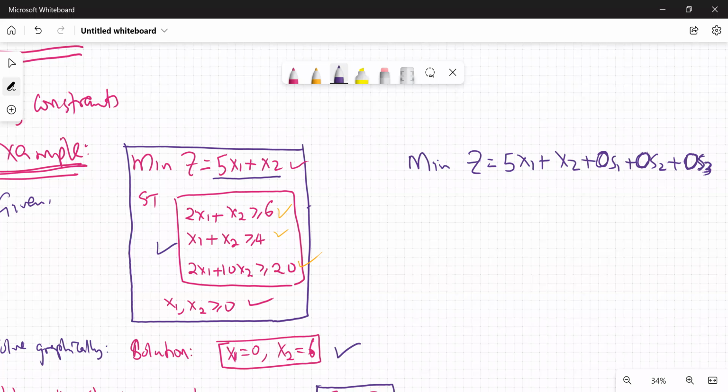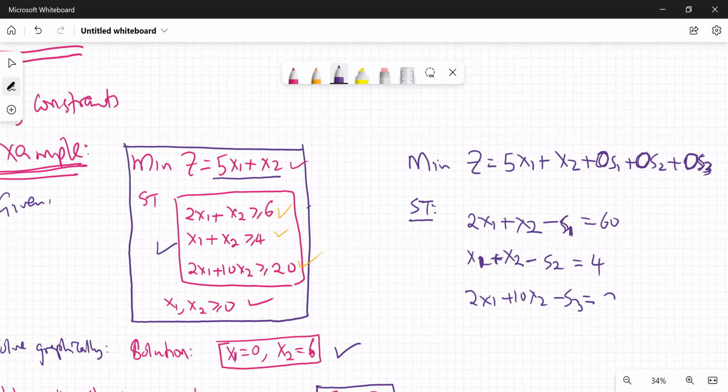Then the resource constraints will look like this now. So we are going to remove the inequalities. We replace them with equal signs. So we're going to have 2x1 plus x2 minus s1 is equal to 60. And the second one is x1 plus x2, this is also minus s2 is equal to 4. And then 2x1 plus 10x2 minus s3 is equal to 20.